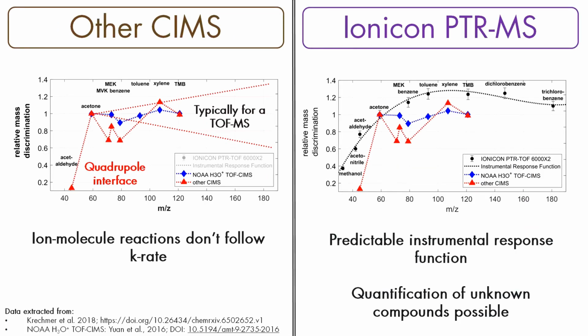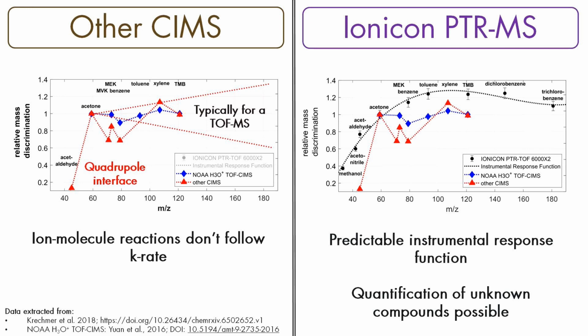Now let's compare the other CIMS with our PTR-MS on the right side. To simplify the results, compounds that might show fragmentation in the PTR-MS are not added, for example isoprene. This time I have also added NOAA's H3+ CIMS to the mass discrimination plots, which uses an IONICON designed reaction chamber coupled to a non-IONICON TOF-MS, very comparable to the other CIMS.